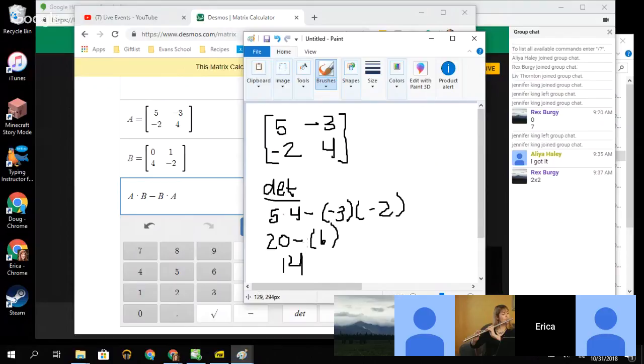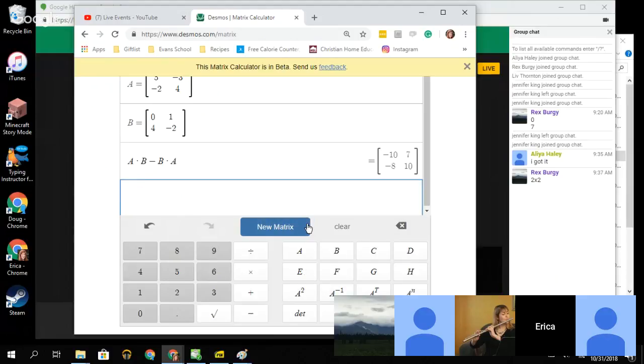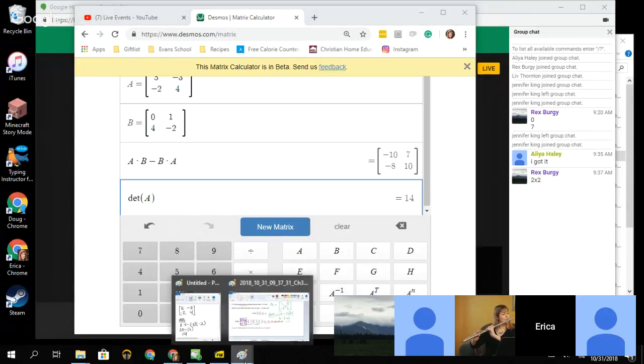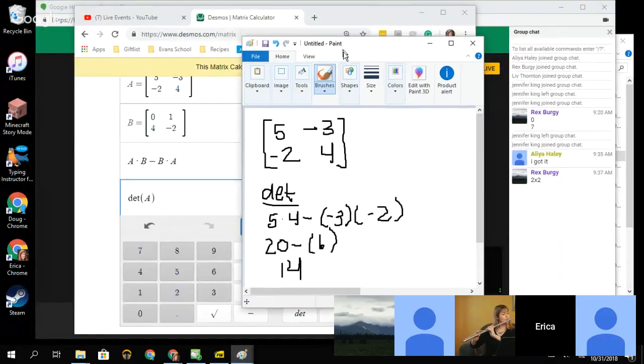Okay. If I wanted to use a matrix calculator, you'll see in here there is a button on Desmos. It says DET for determinant. So if I said the determinant of A, then it's going to calculate what the determinant is, which is 14, which is what we just calculated back here, right? So we did it right.